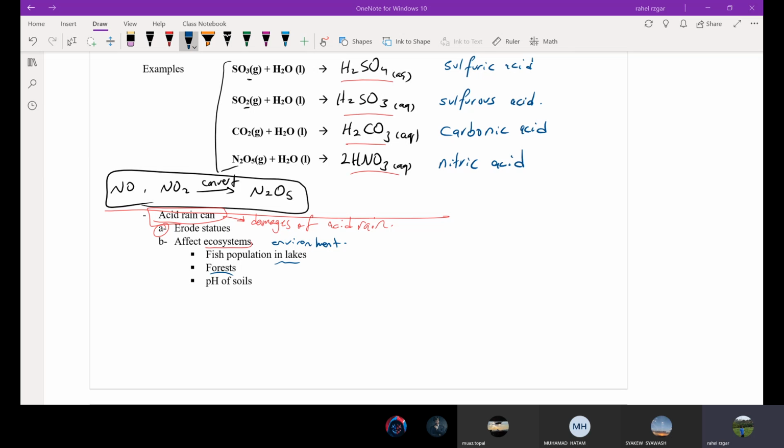So forest, if you remember, one of the acids is H2SO4. We said H2SO4 is, what do you call it? It's a dehydrating agent. Acid rain is a dehydrating agent. So if it's a dehydrating agent, then it will take out all the hydrogens. It will take also all the H2Os from the organic compounds and somehow it burns it.